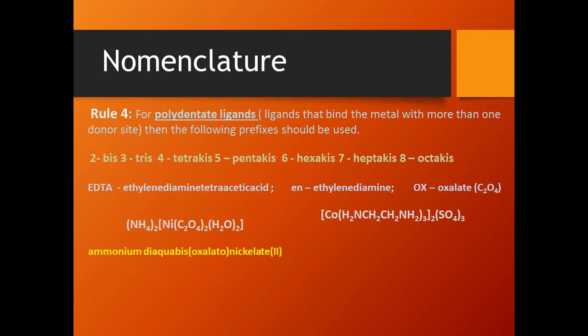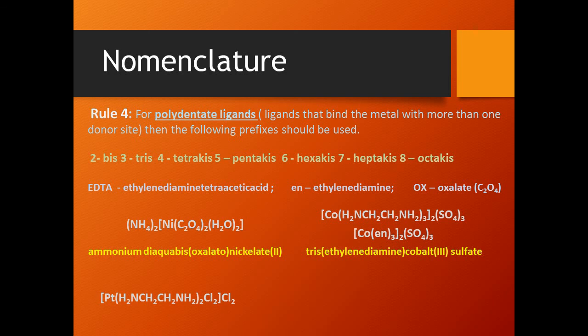Next example is [Co(NH2CH2CH2NH2)3]2(SO4)3. The NH2CH2CH2NH2 is also called ethylene diamine and can be shortly represented as en. Here three ethylene diamine molecules are present, therefore we have to use the prefix tris. The right name is tris(ethylene diamine)cobalt(III) sulfate, because this is a cationic complex and the anion part comes after the cation part. So this is tris(ethylene diamine)cobalt(III) sulfate.